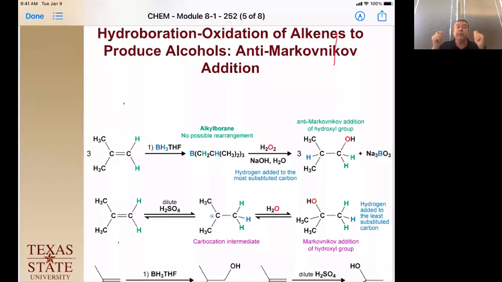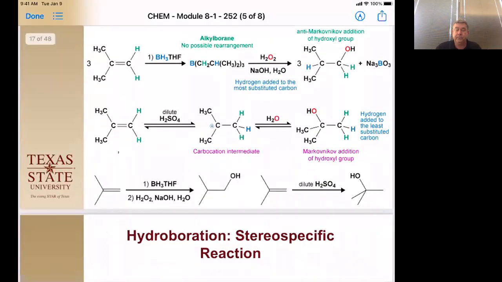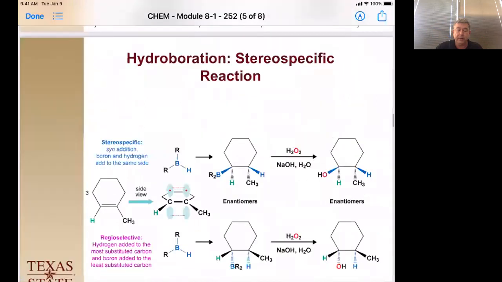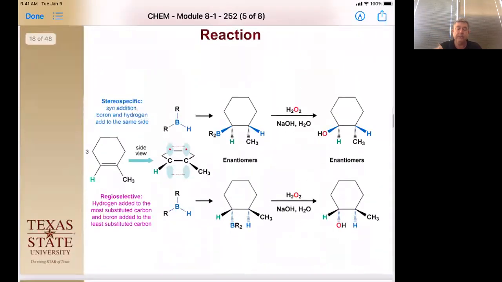If you want the primary alcohol, use the borane. If you want the tertiary alcohol, you use the acid catalyzed hydration. So why? Well, as it turns out, it's technically actually following the rules of the system. But let's talk about the stereochemistry first.